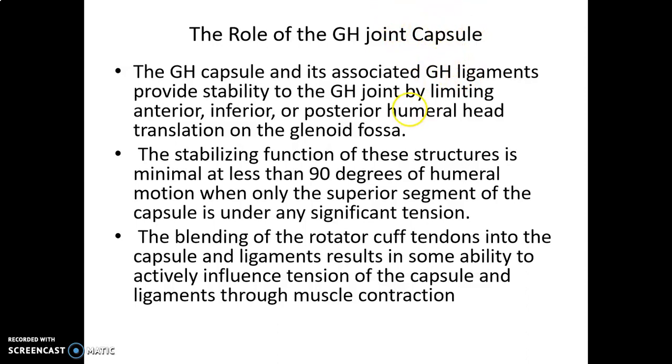The stabilizing function of these structures is minimal at less than 90 degrees of humeral motion, when only the superior segment of the capsule is under any significant tension. So you have to understand that whenever the movement is less than 90 degrees of humeral motion, the capsule does not have much role to play. Some kind of movement should start, and only then can the glenohumeral capsule act as a resistance to all the above mentioned translations.